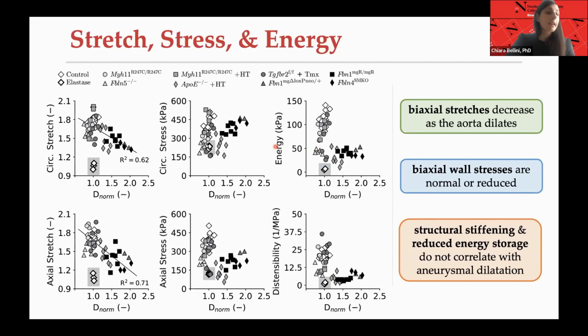Similarly, cyclic distensibility between diastole and systole decreases in all aneurysmal models, which reveals a structural stiffening of the wall that, however, does not correlate with aneurysmal dilatation.